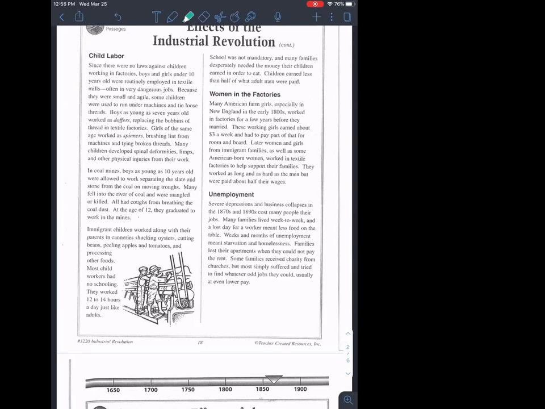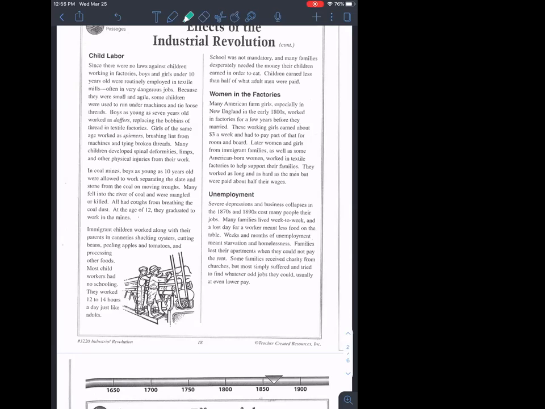All right, women in the factories. Many American farm girls, especially in New England in the early 1800s, worked in factories for a few years before they married. These working girls earned about $3 a week and had to pay for part of that for their room and board. Later, women and girls from immigrant families, as well as some American-born women, worked in textile factories to help support their families. They worked as long and as hard as the men, but were paid about half their wages.